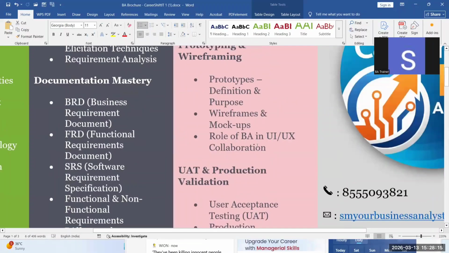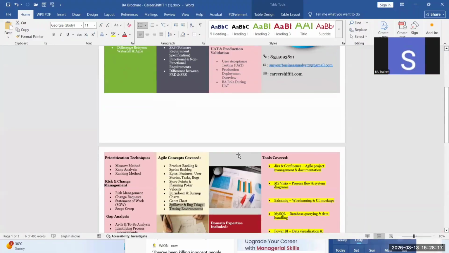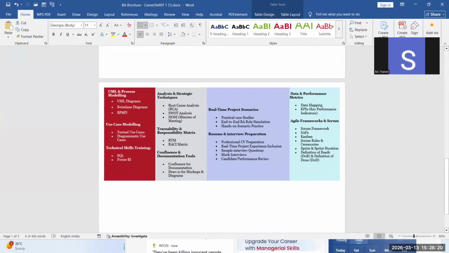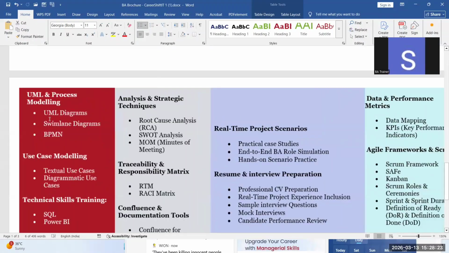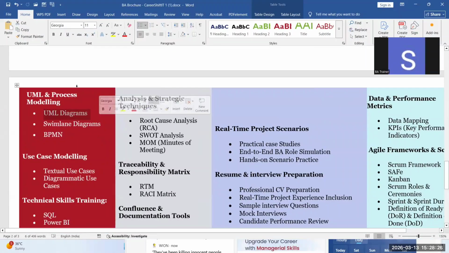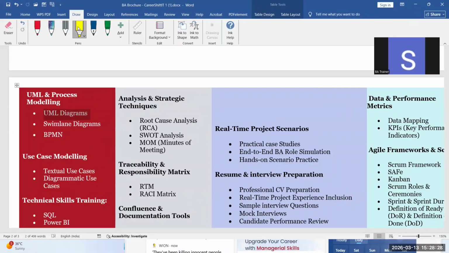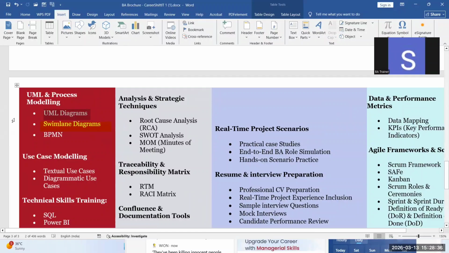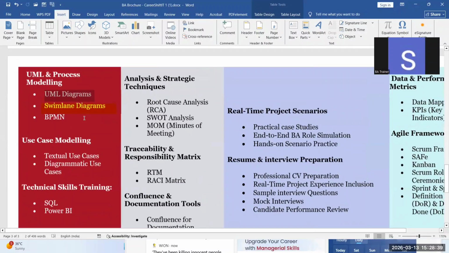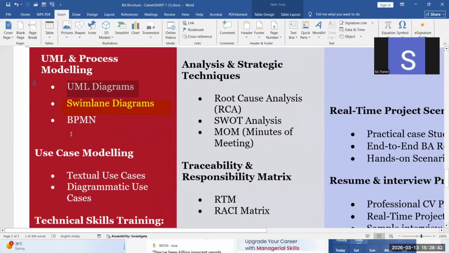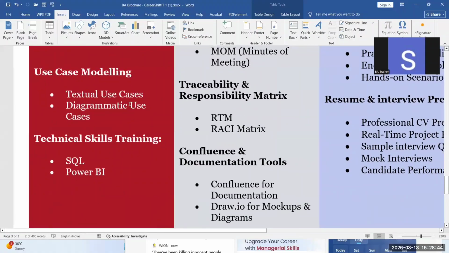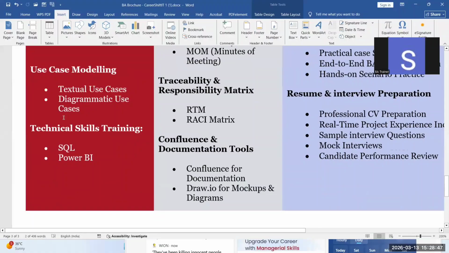And also we are going to train you on how to create BPMN diagrams, UML diagrams. Okay, so how to create UML diagrams, swimlane diagrams. This is very important for a business analyst, because in the work environment, BA will be creating these process flow diagrams. And also we will be helping you with use case diagrams, what kind of diagrams BA will be creating in the work environment. We are going to teach you on those diagrams.